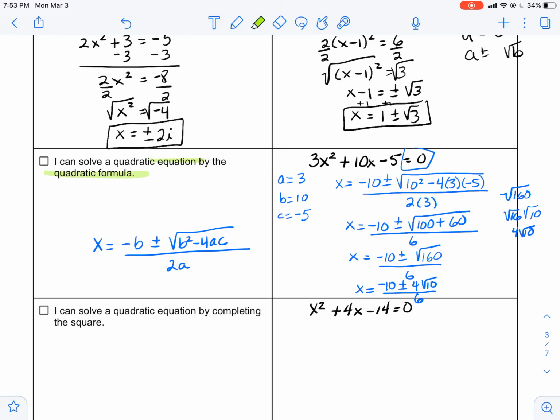Okay? And the last thing is to remind you guys that if you can draw a triangle and there is a number that will go into all 3 of those, we do have to simplify it. So my final answer here, because 2 will go into all of those, will be a -5 plus or minus 2 square root of 10 over 3. Okay?